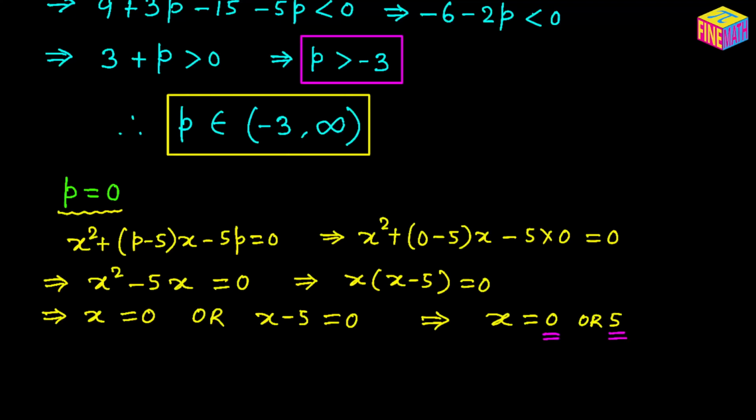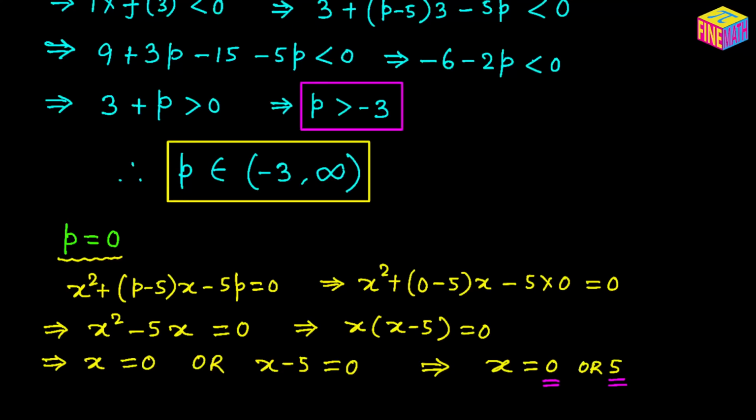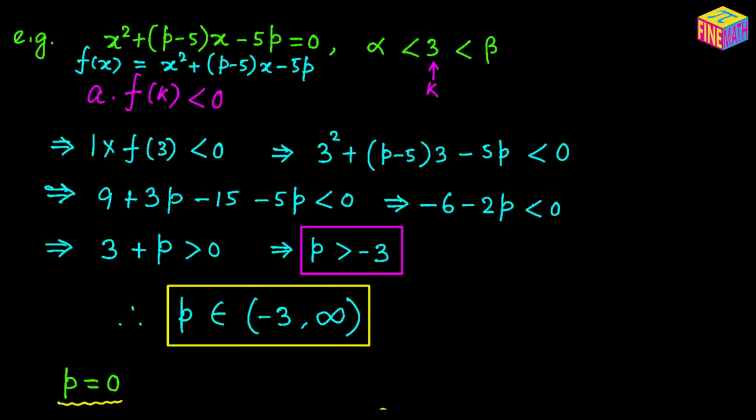And now if you think about it, is the positive 3, the real number positive 3, in between the two roots? Yes, of course it is in between the two roots, because if the two roots are 0 and positive 5, then definitely positive 3 is in between 0 and 5, and that's exactly what we wanted to verify. So looks like our solution set is working for positive 3 to be in between the two roots of this quadratic equation, which is x squared plus p minus 5 times x minus 5 times p equals 0.